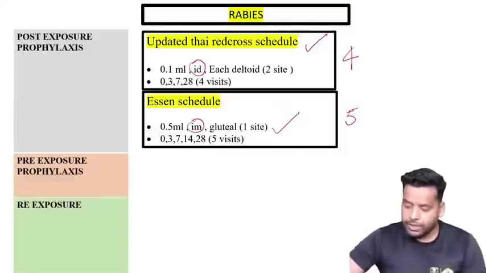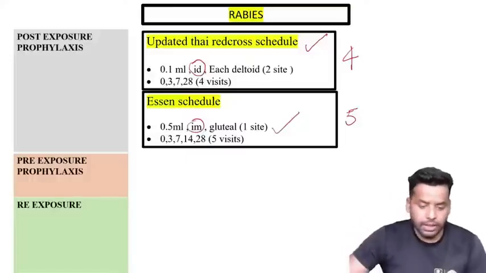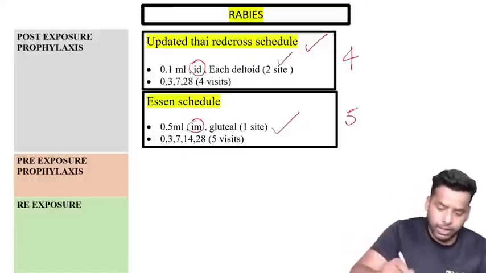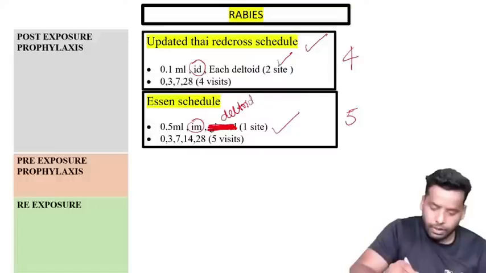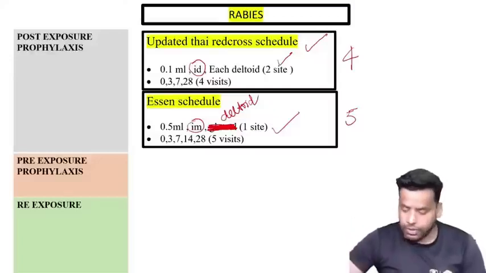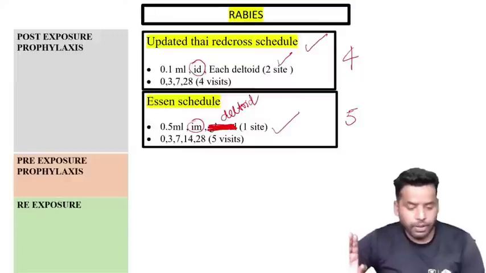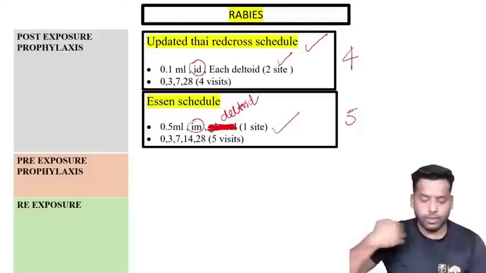How many visits in SN schedule? See the words properly. Total 5 visits. Intradermal is given at 2 sites, intramuscular at 1 site. Now it is not gluteal area, it has been changed. I'll change this to deltoid. Intramuscular we give in deltoid. See the number of days. 4 visits, 5 visits. Intradermal, both deltoids were given. Each deltoid.